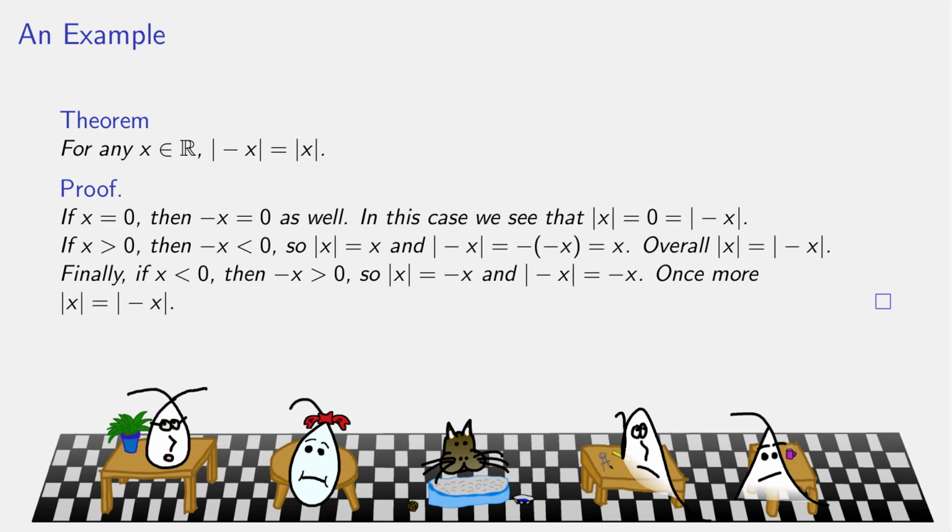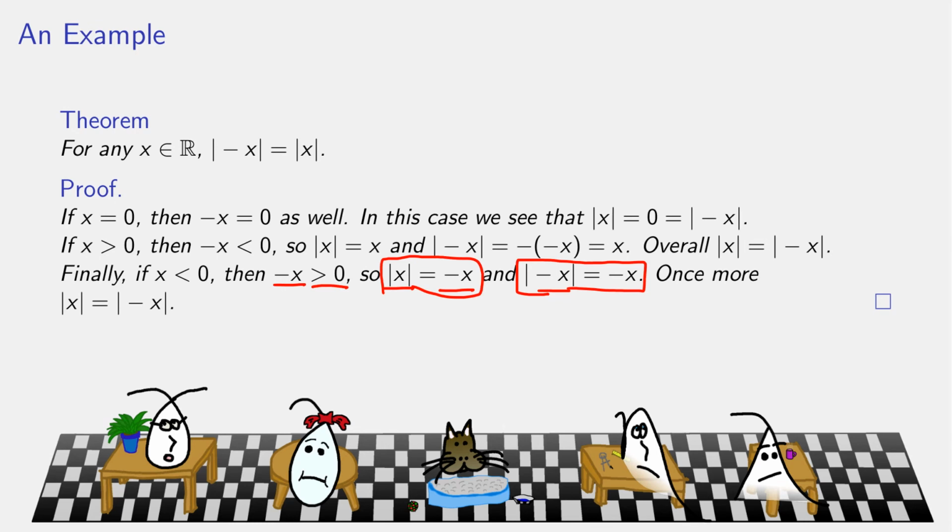The third possibility is maybe I started with a negative number. So if x is negative, then -x is positive. If I take the absolute value of a negative number, the absolute value function multiplies that by -1. So the absolute value of x is just -x. But since -x is positive, the absolute value function doesn't do anything to it. So the absolute value of -x is also -x. So they are equal to each other.